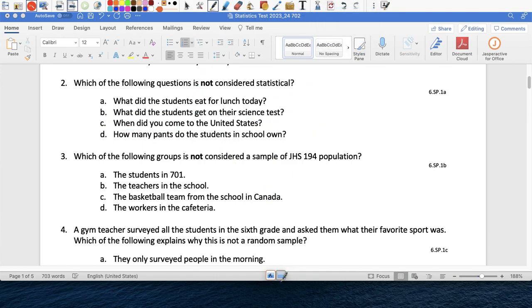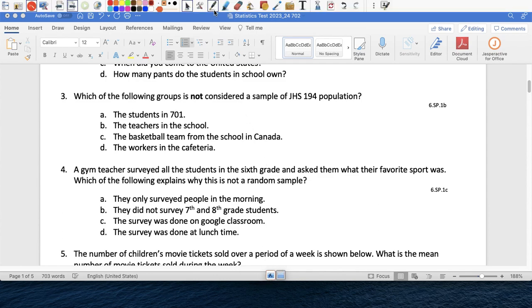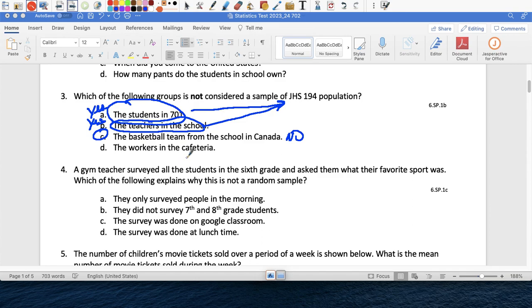3, which of the following groups is not considered a sample of junior high school population, right? A, the students in 701, are they a sample of junior high school 194? Yes. The teachers in the school, are they a sample of 194 population? Yes. The basketball team from a school in Canada, are they part of the population of junior high school 194? No, they're not. So this would be the answer. The workers in the cafeteria, the people that make your lunch, are they part of our school population? Yes, they are. So the only one is letter C.